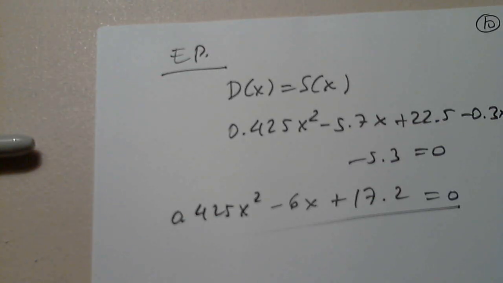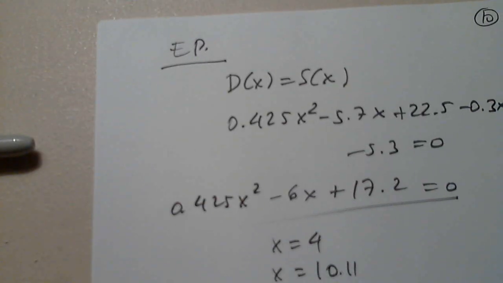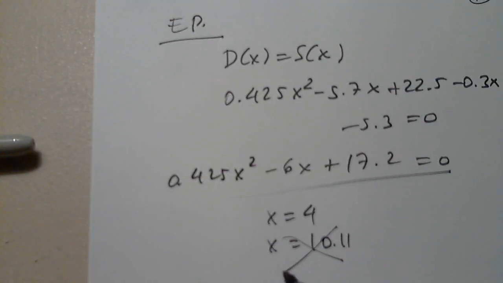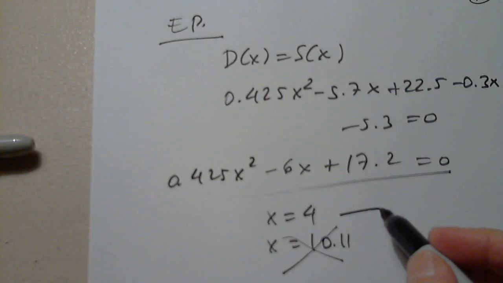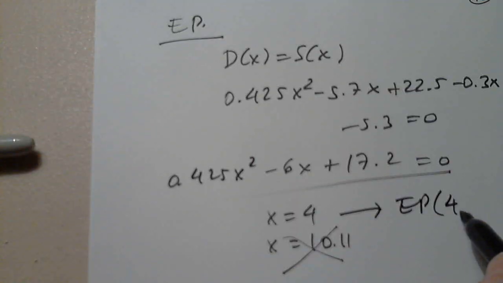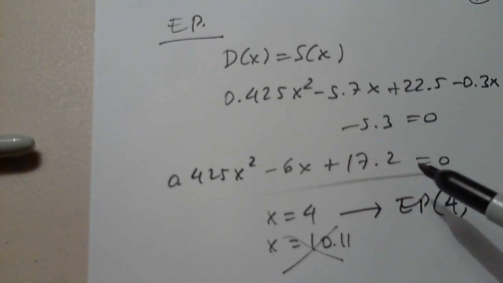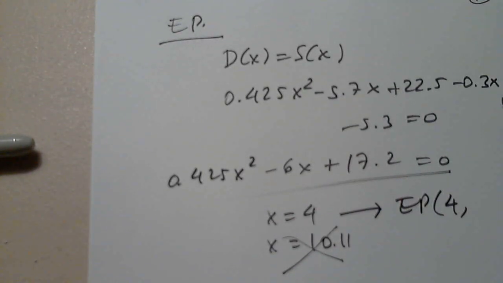And yes, so x, very nice, x equals 4 slides, and x equals 10.11 or 10.12. But the problem is telling us not more than 6. So although this is a correct solution, we will not consider that. So the equilibrium point is 4 comma either one. It doesn't matter. So I plug in 4.